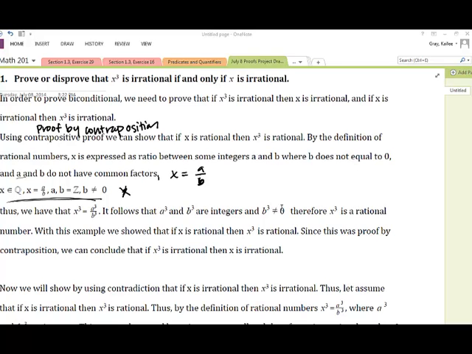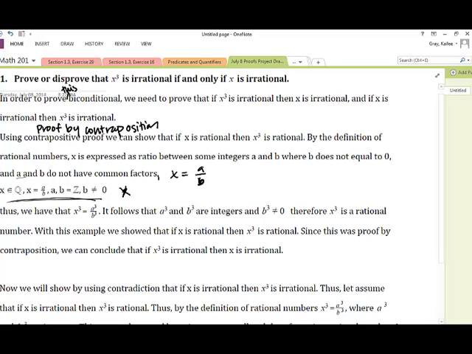So it's saying, in order to prove the biconditional, we need to prove that if x cubed is irrational, then x is irrational, and if x is irrational, then x cubed is irrational. So maybe just say, in order to prove this biconditional, or you could even write out the whole statement: in order to prove x cubed is irrational if and only if x is irrational, we need to prove these two conditional statements. Or you don't even really have to include that sentence, but it's nice to set up the proof for your reader, so that's no problem.